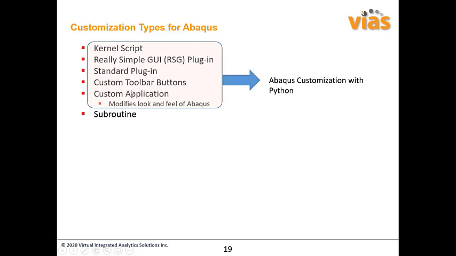Then there are custom toolbar buttons. As you might be familiar, you can create your own customized toolbars. If you are going to be using most of them in a model, then you can bring them into Abaqus CAE and assemble them together.